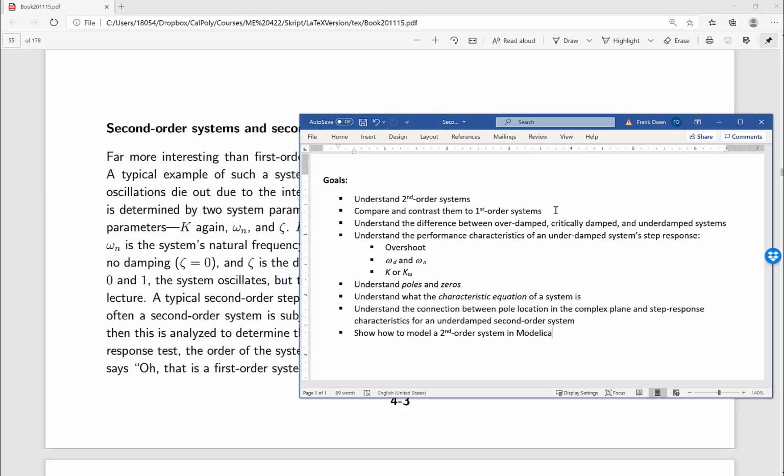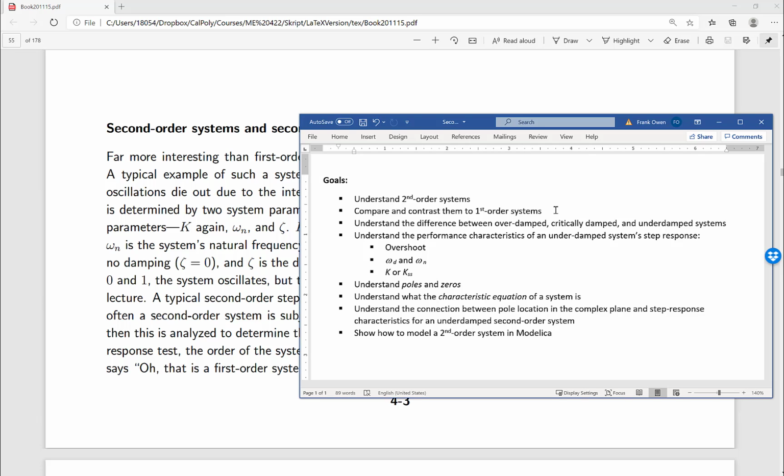For an underdamped second order system's step response, there are three performance characteristics that we should look at: overshoot, then the damped frequency versus the natural frequency, and then the gain. We need to understand what zeros and poles are, so we will look at that, and what the characteristic equation of the system is, which will be important later on.